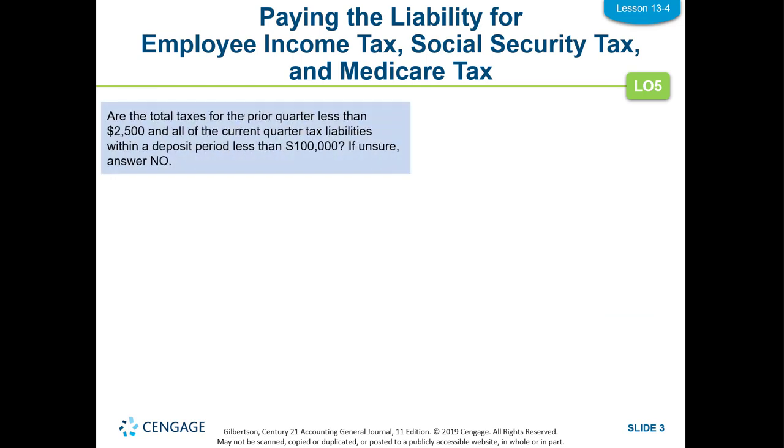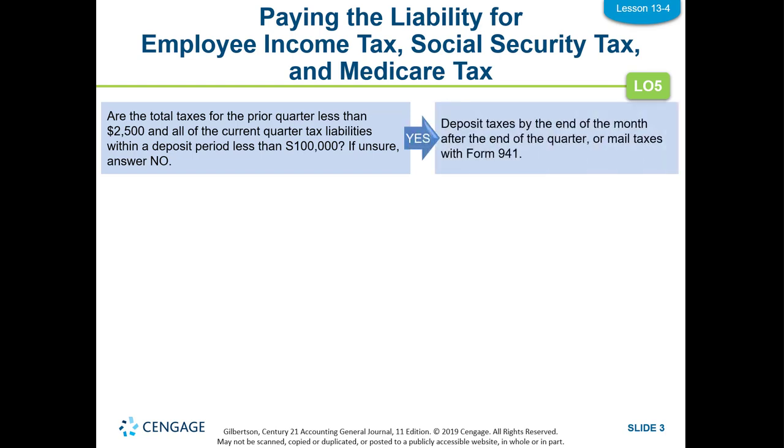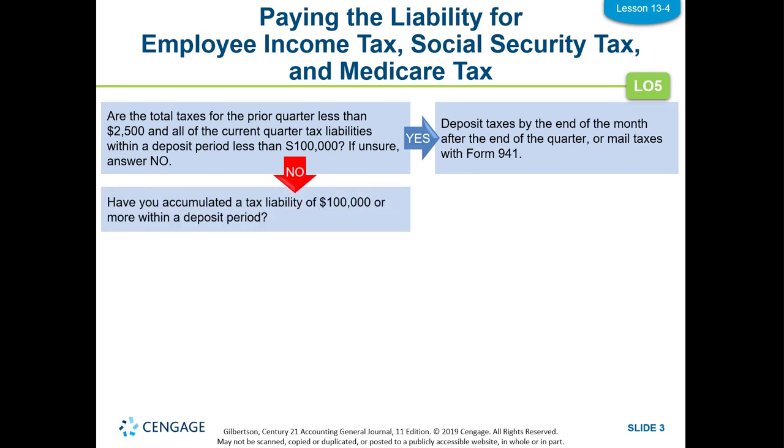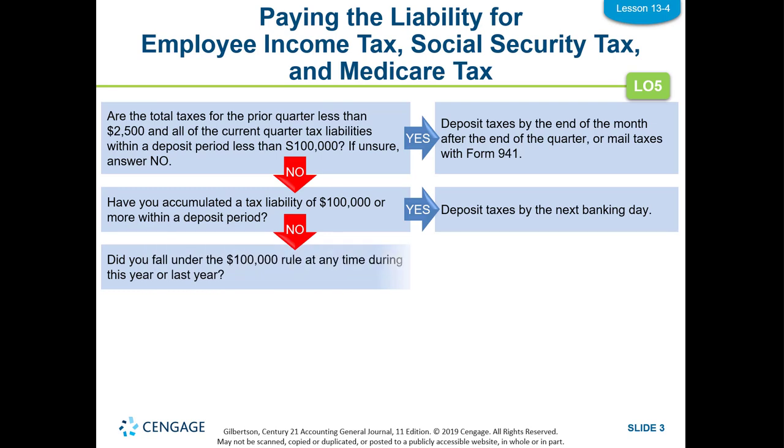The IRS provides businesses with the following flowchart to assist them in determining when to make tax deposits. They will ask this question: yes, you're going to be depositing those taxes by the end of the month. No, you're going to ask the next question: do you have accumulated tax liability of $100,000 or more within a day's deposit period? Yes, deposit taxes by the next banking period. No, did you fall under the $100,000 rule anytime during this year or last year?